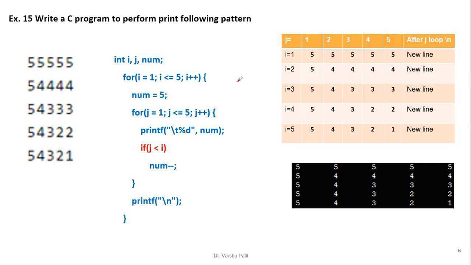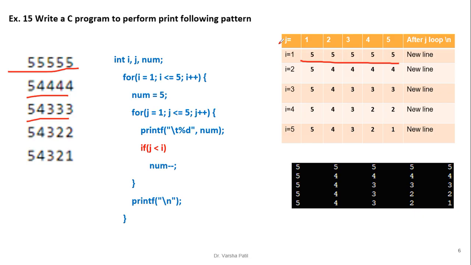It's not difficult, but we only have to check how printing takes place. First time we have to print 5, then 5 4, then 5 4 3, then 5 4 3 2, then 5 4 3 2 1. Now see, initially when i equals 1 we want to print 5 times.